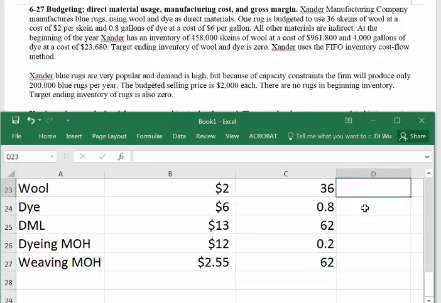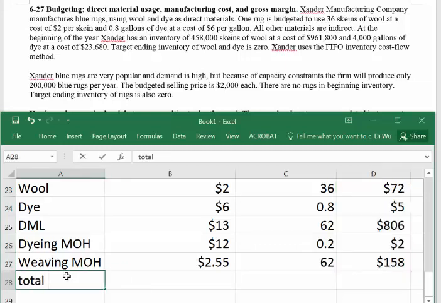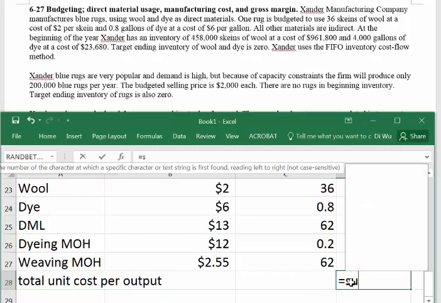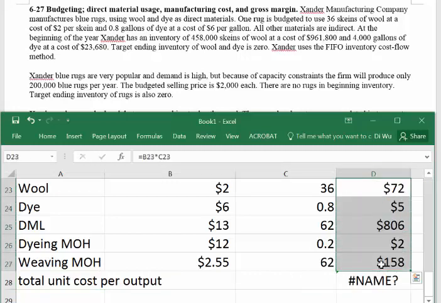So the next step is you are going to multiply the unit cost of input by the inputs required per output, the product. So you multiply all these numbers. Okay, so I'm going to pull and drag. So you find all these numbers, okay, in units. So finally, you can calculate the total unit cost per output, per rack, for instance. So you can add all these numbers.